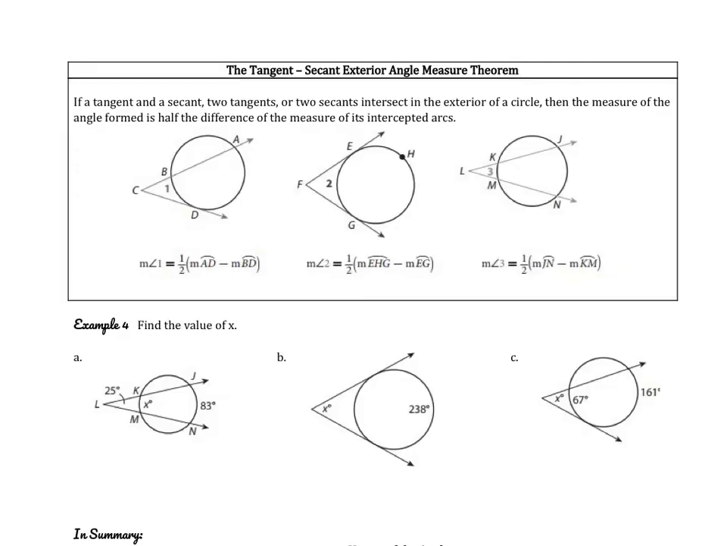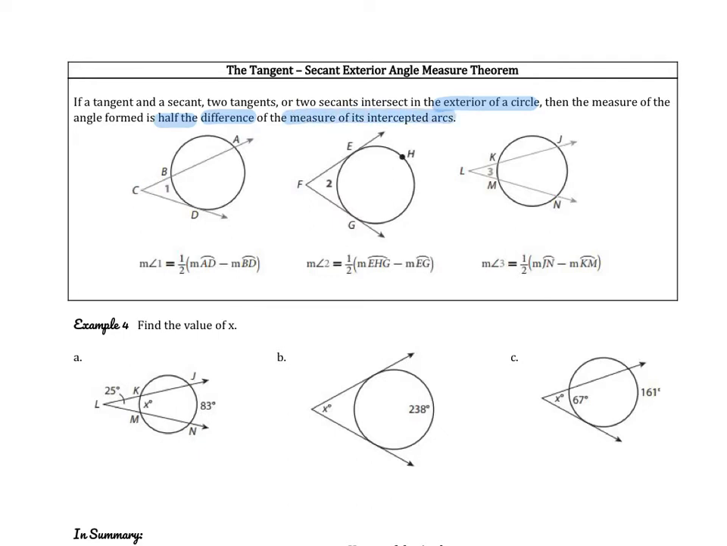All right, so now we're going to see what happens when we have segments that intersect outside the circle. So here, these are called the tangent, secant, exterior angle measure theorems. So this says if a tangent and a secant, or two tangents or two secants, any combination is fine, intersect in the exterior of the circle, then the measure of the angle formed is half the difference, meaning subtract the measure of the intercepted arcs.